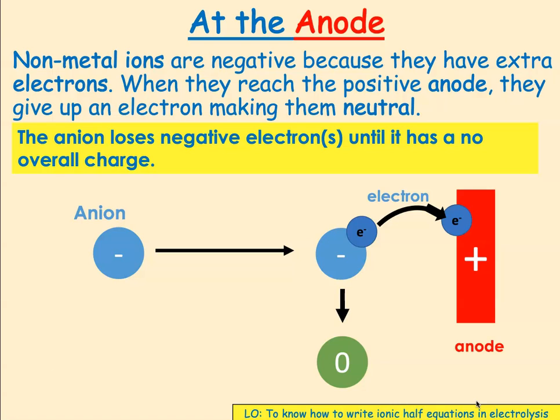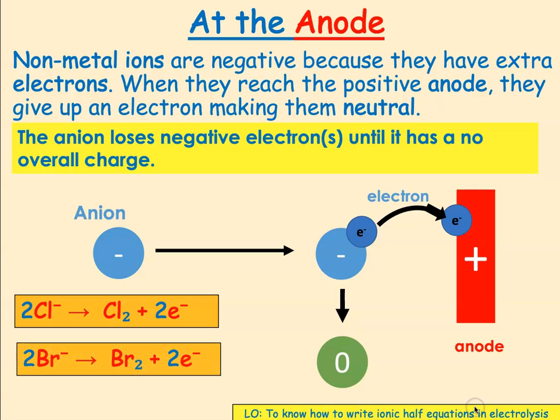Non-metal ions are negative because they have extra electrons. When they reach the positive anode, they give up an electron, making them neutral. So here's our example: 2Cl- gives Cl2. Again, we need 2 because chlorine goes around as 2 atoms together, a diatomic molecule. At that stage, we give up 2 electrons to the anode. 2Br- gives us Br2 plus 2 electrons.